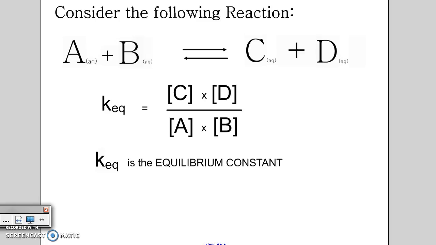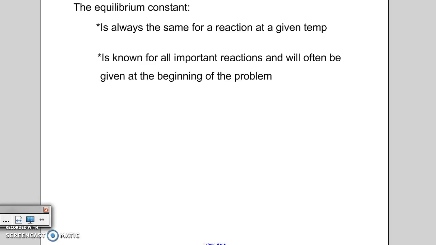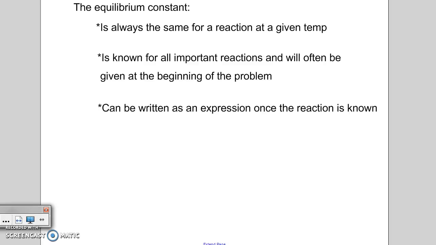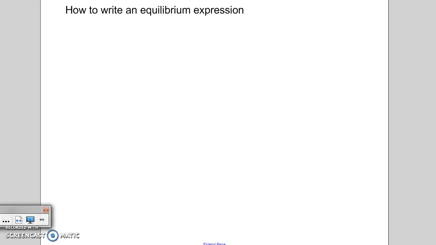So yeah, I guess I needed to push through those slides there so you can write that down. So the equilibrium constant, it's always the same for a given reaction at a given temperature. It is known for all important reactions, often given at the beginning of a problem. You can look them up in a book, and it can also be written as an expression once you know the reaction. So it's a number, but it's also an expression, and the expression will produce that number.